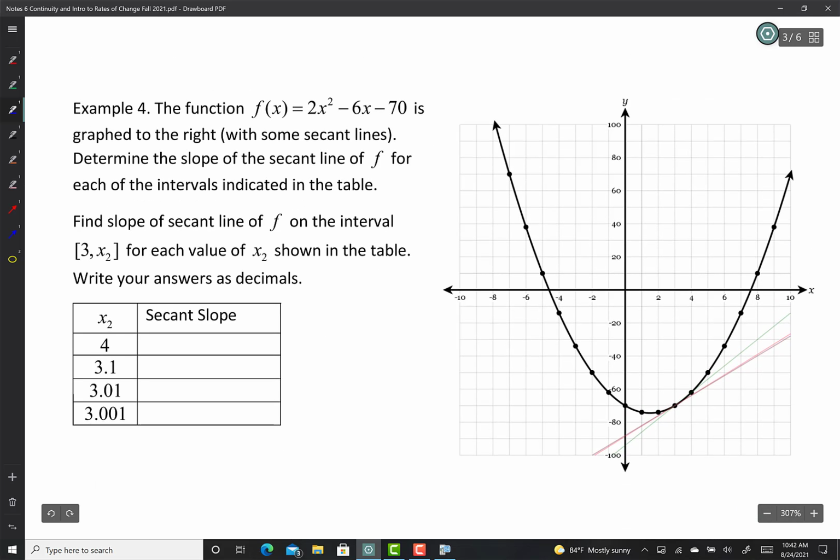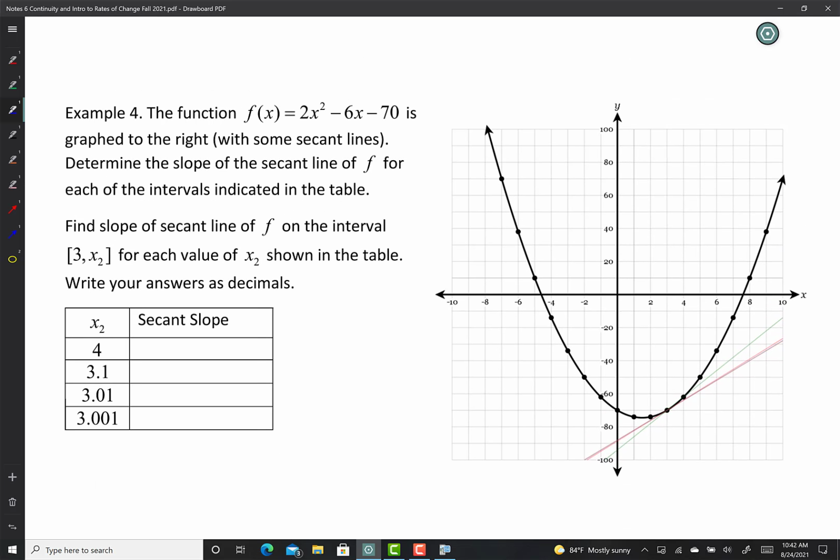So look at example 4. If it was on the inside of the parabola, it would be a secant, right? Because it goes through 2 points. A tangent only hits 1. All right. So here we go, guys. Ready? We're going to go slow. So everyone follow along with me.